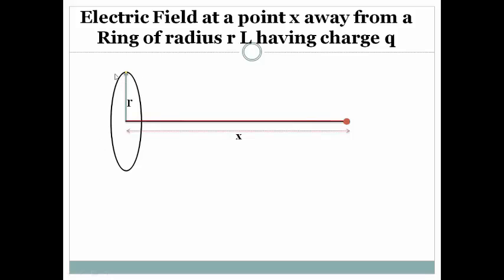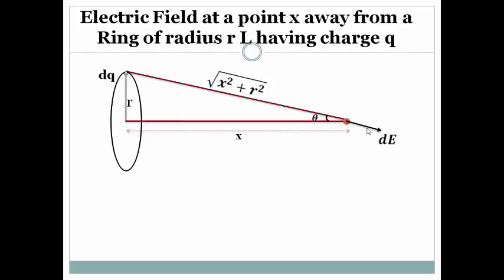This teeny tiny element over here has charge dq over it. It is situated at a distance square root of x square plus r square from our point of interest. Since here we have the right angle, it makes an angle theta with x. Electric field due to dq at this point is pointing along this direction that will have magnitude dE. Now dE will have components dEx and dEy.